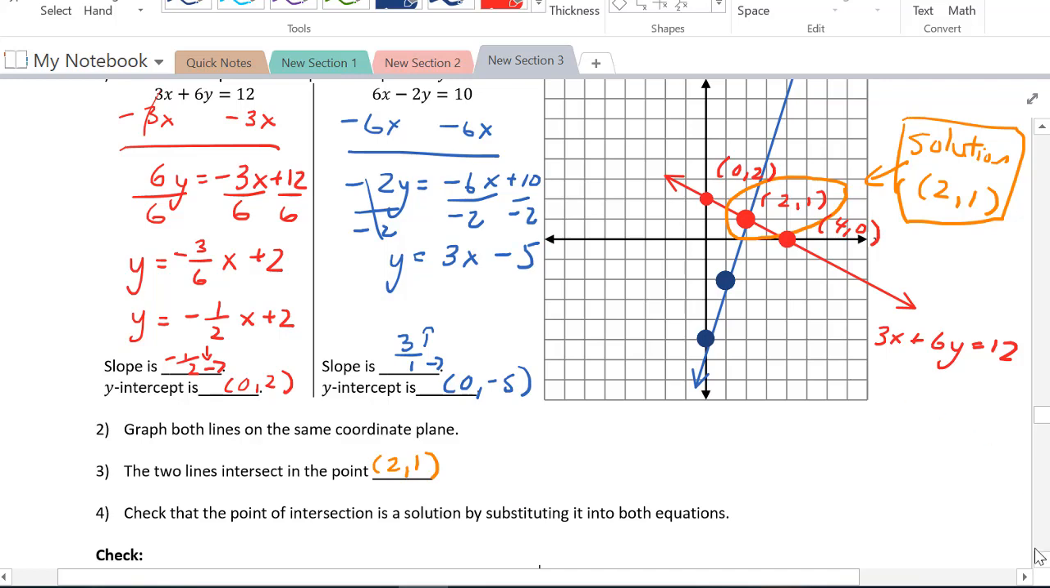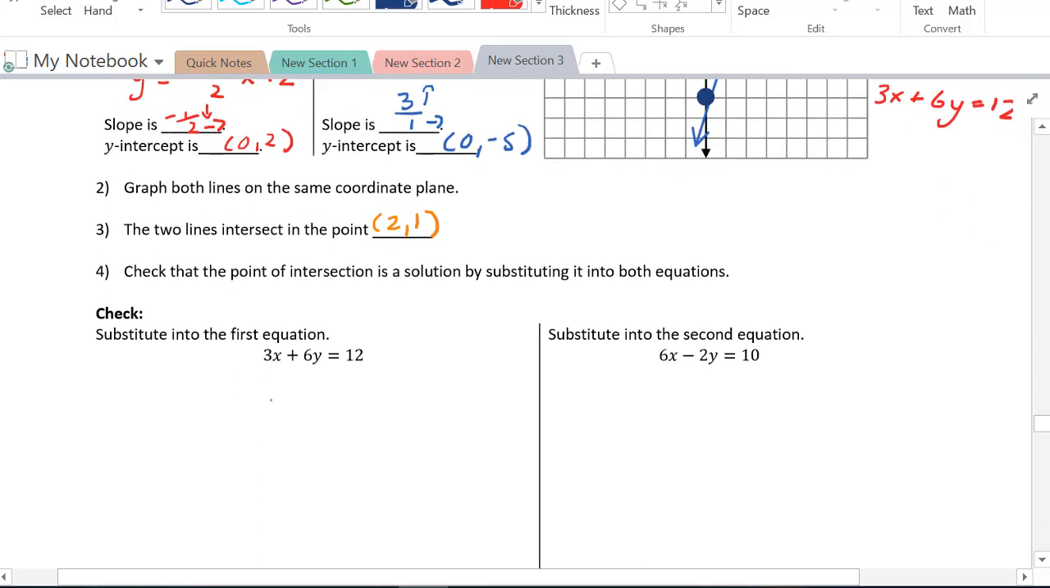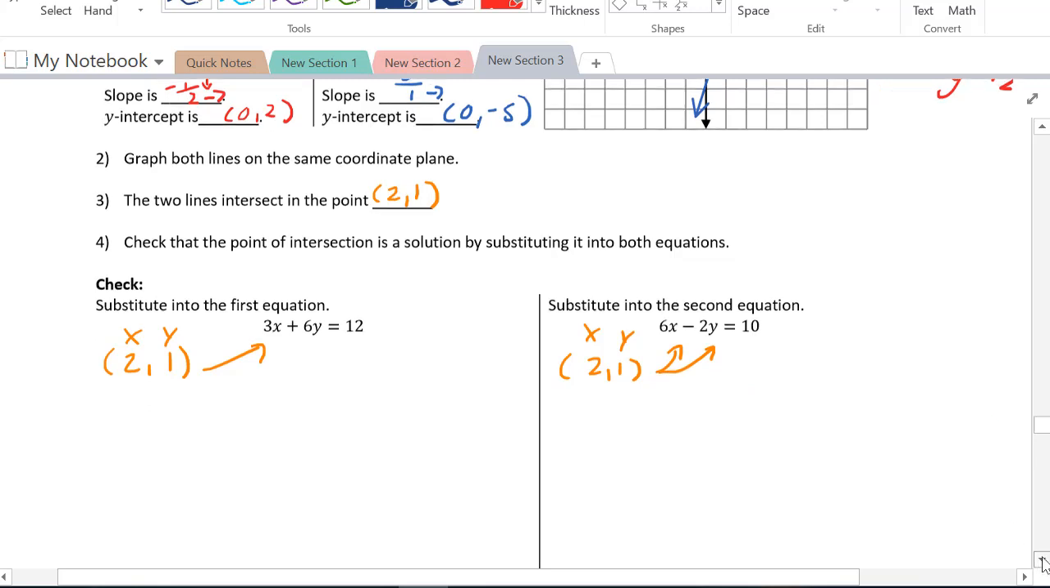And then the question on the bottom, they want you to check it, right? So you should check this. I'll leave that up to you to check. But basically, our solution is 2, 1, right? So plug it in. That's your x and that's your y. You want to plug it into your equation. Same thing here. Your solution is 2, 1. That's your x, that's your y. Plug them in. They should be equal. So I'll leave that up to you. Okay, let's go into the next one.